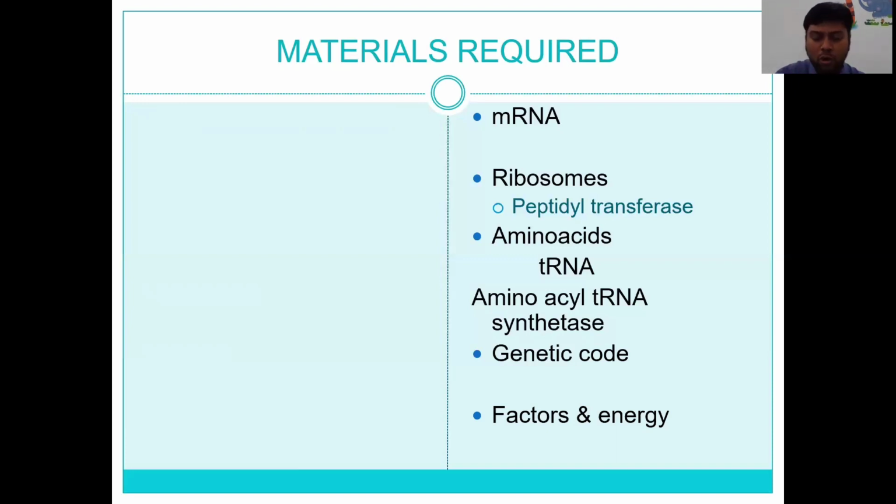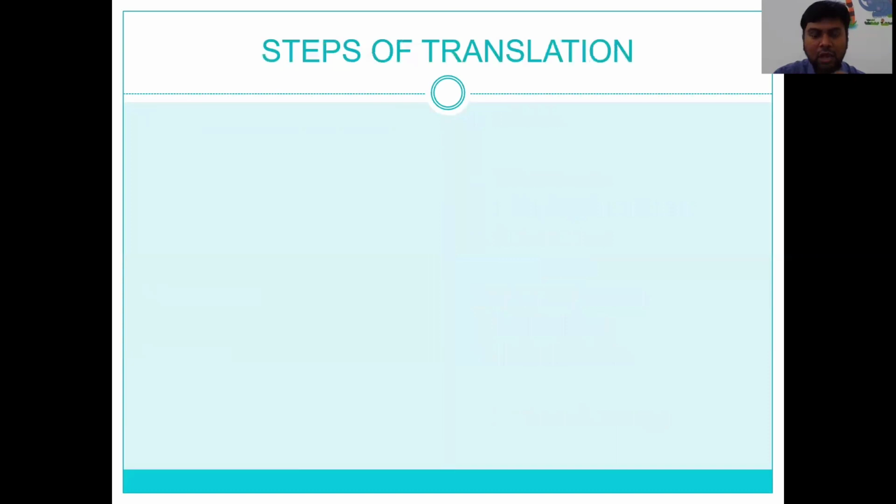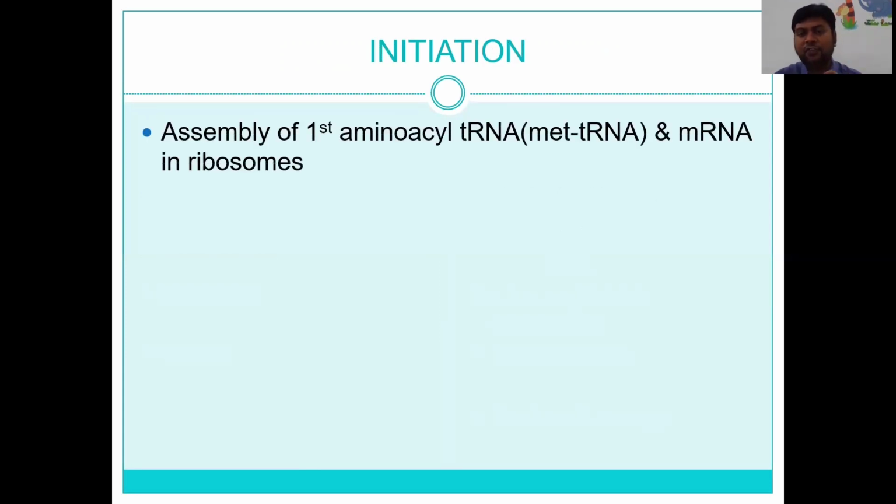Now we will move on to the actual process, which I will be discussing under 3 different headings: first initiation, elongation, and termination. First, we will see about the initiation process. In the initiation process, we are bringing all the materials together so that the process can be started. It can be defined as the assembly of the first amino acid tRNA, that is the methionine tRNA, and mRNA into the ribosomes.